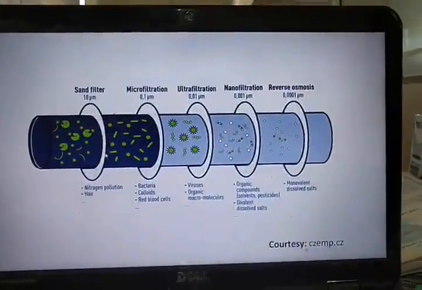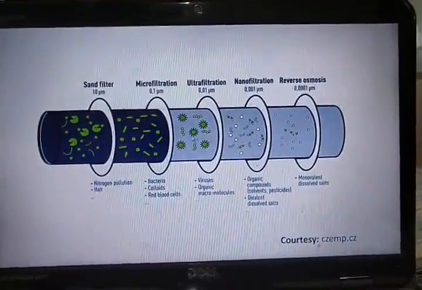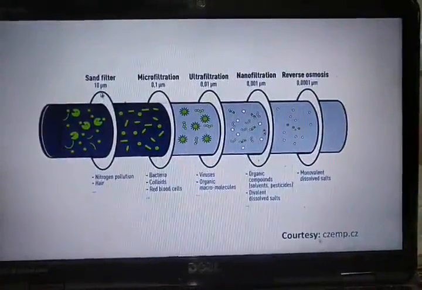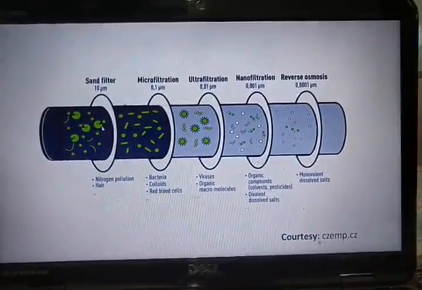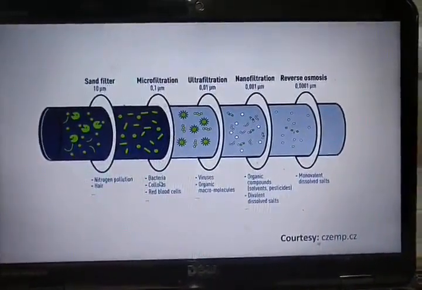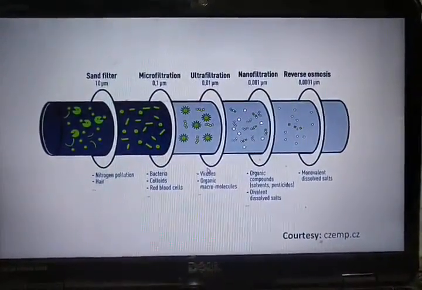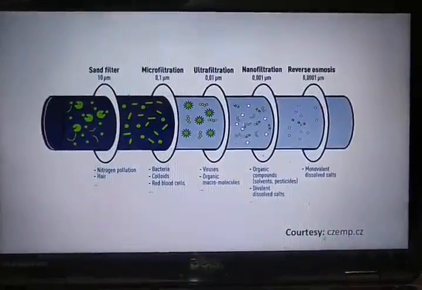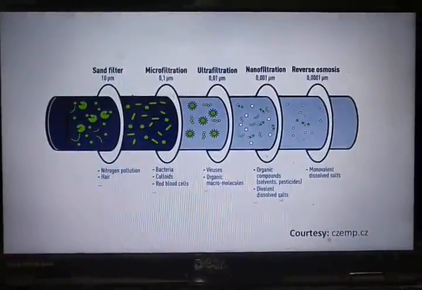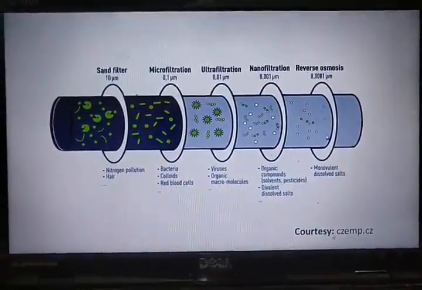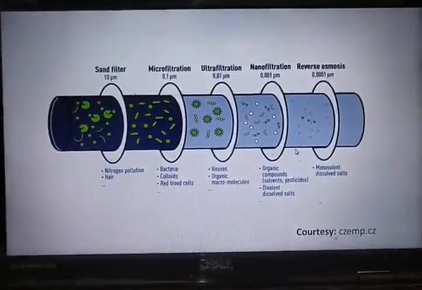See, this is another illustrative diagram based on the separation processes using membranes. A sand filter will be in the order of 10 micrometers, and it will remove most of the particles which come in water. Microfiltration will remove bacteria, colloids and some RBCs, and ultrafiltration will remove viruses, organics and certain macromolecules. Nanofiltration removes organic compounds, solvents, pesticides and divalent dissolved salts, whereas reverse osmosis will also remove the monovalent dissolved salts along with the viruses and bacteria.